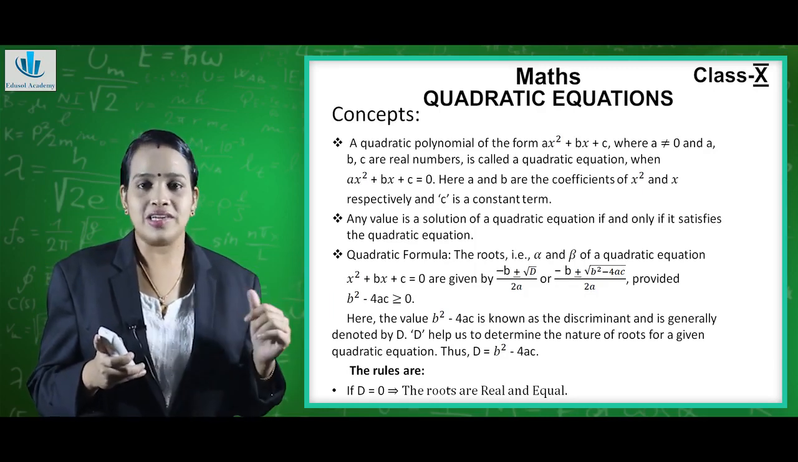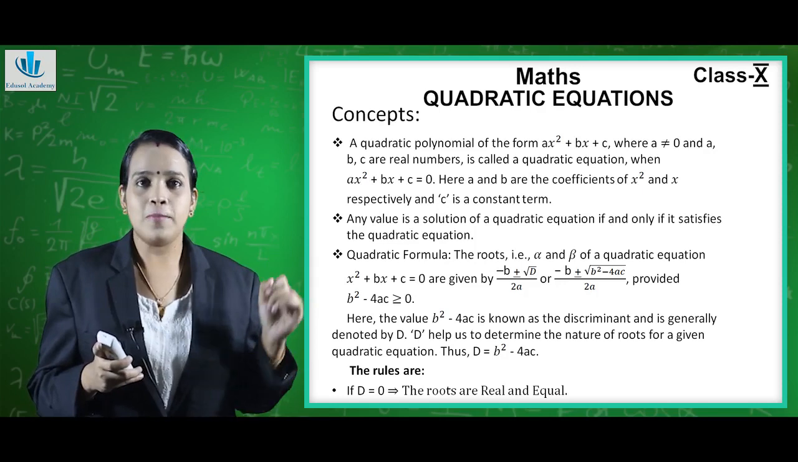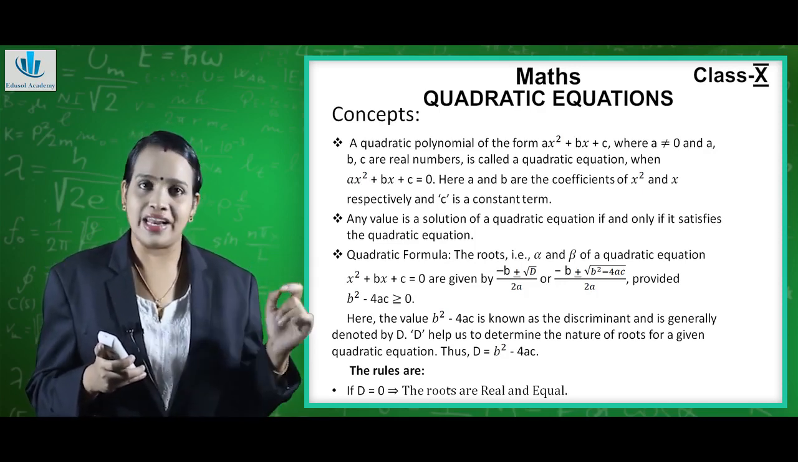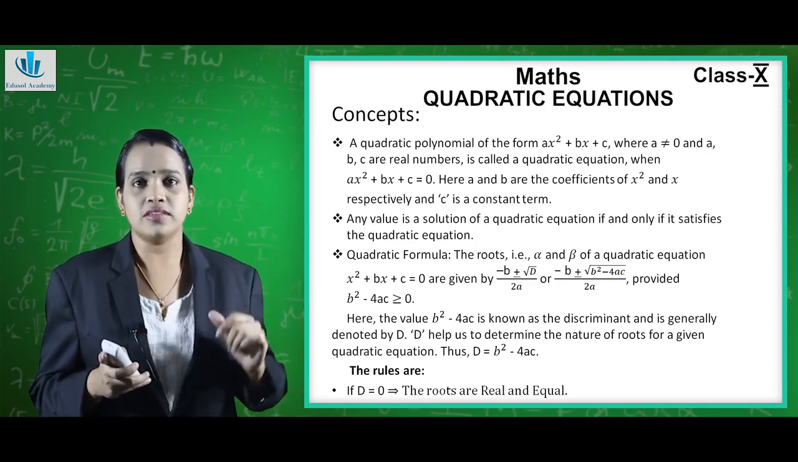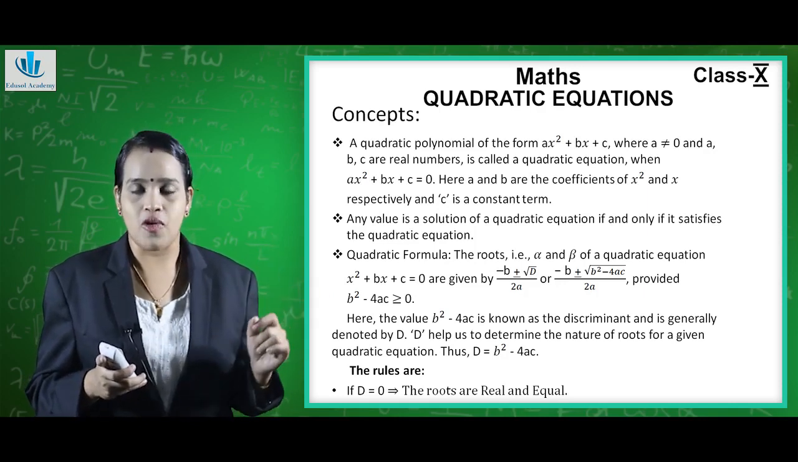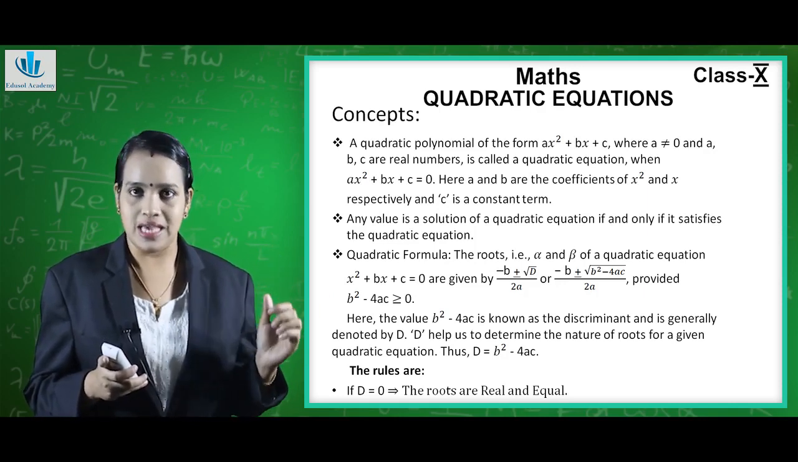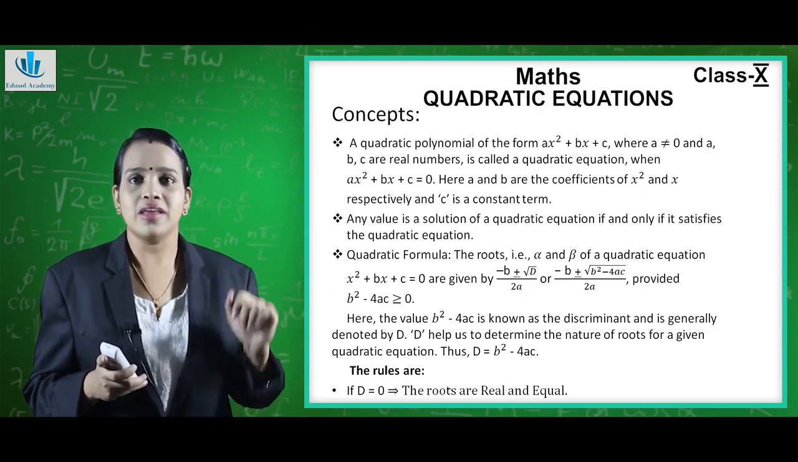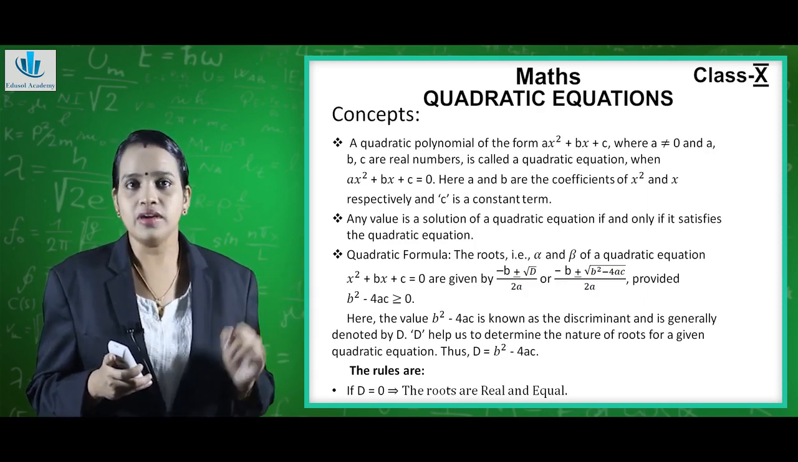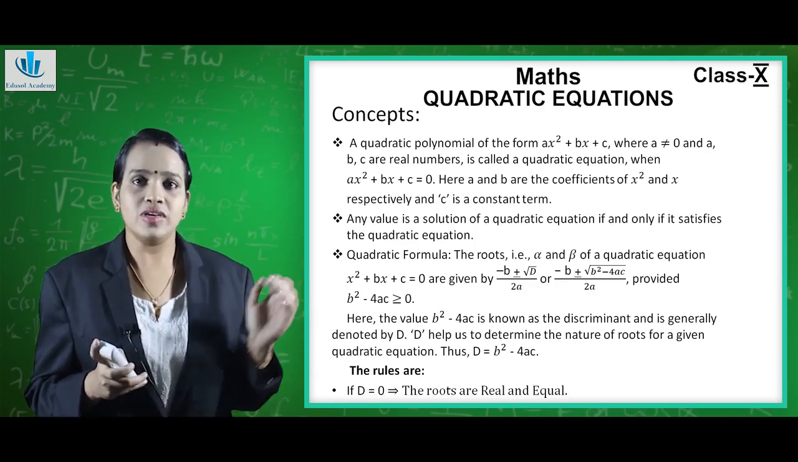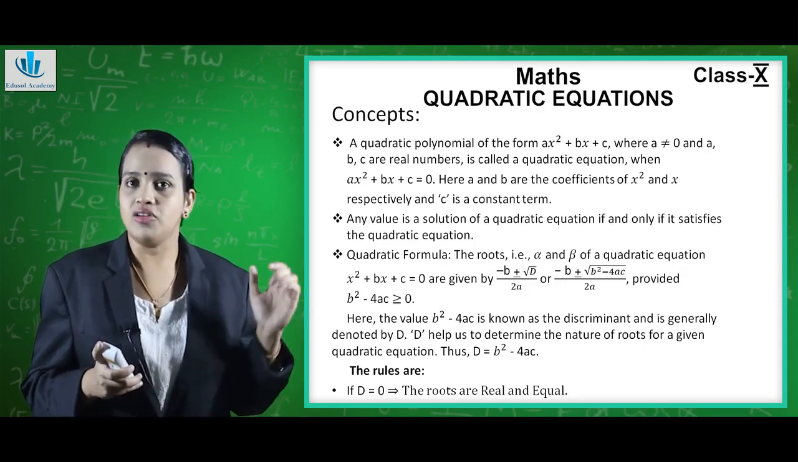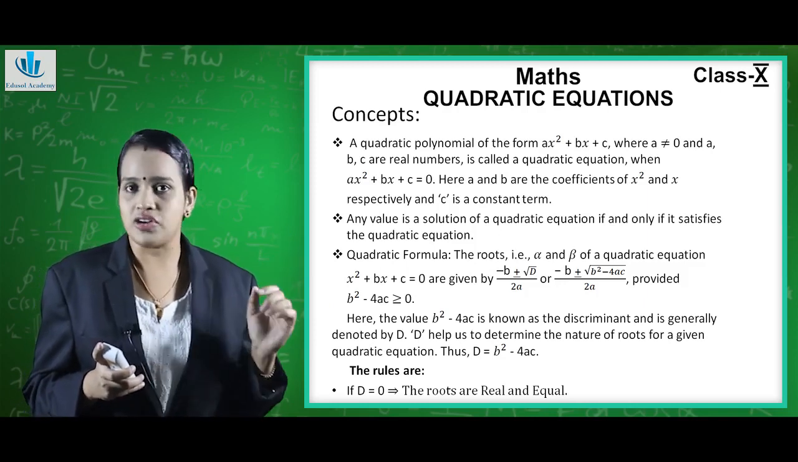Now the equation is in the form of ax raised to 2 plus bx plus c. Here you can see a, b, c are real numbers and a should not be equal to 0. Such an equation is called a quadratic equation. When we write this equation in the form ax raised to 2 plus bx plus c is equal to 0, here a and b are the coefficients of x raised to 2 and x, and c is a constant term. Any value is a solution of a quadratic equation if and only if it satisfies the quadratic equation.